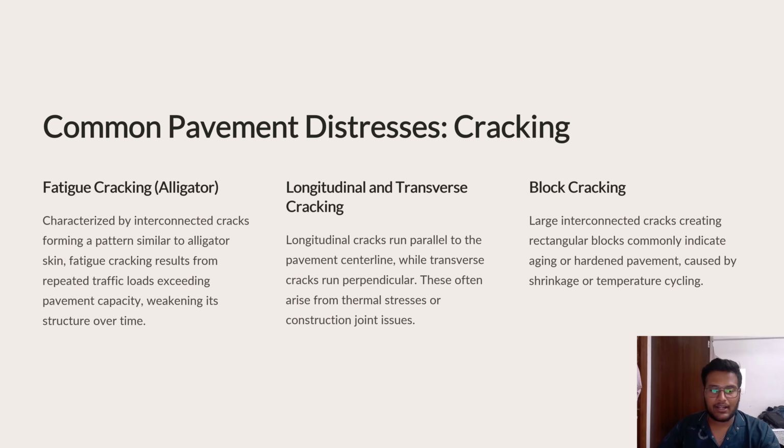These cracks run parallel and perpendicular to the pavement center line, respectively. They are often due to temperature changes or poor construction joints. Longitudinal cracks also arise from thermal stresses. Then the third one is block cracking. It forms a grid-like pattern and typically occurs due to shrinkage of aged asphalt, especially when temperature cycles cause expansion and contraction over time.